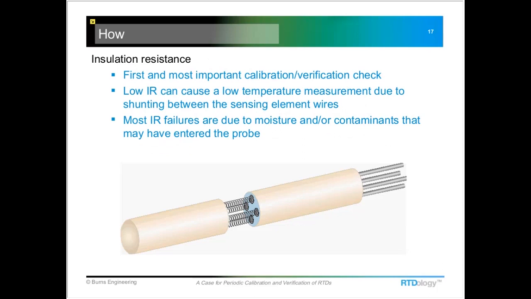And one of the first things that we want to do when we're doing either calibration or a verification is to check the insulation resistance of the probe. This is important because if there's any moisture that got in the probe or any other contaminants and it has decreased this insulation resistance, we can end up with a temperature measurement error, and that error is most likely not repeatable.